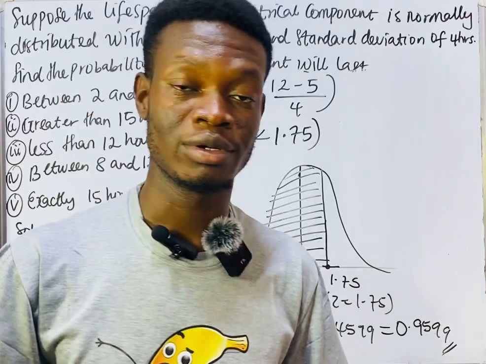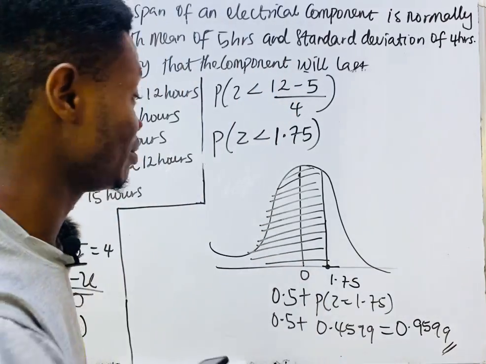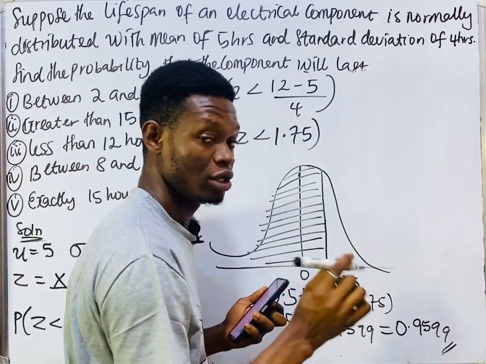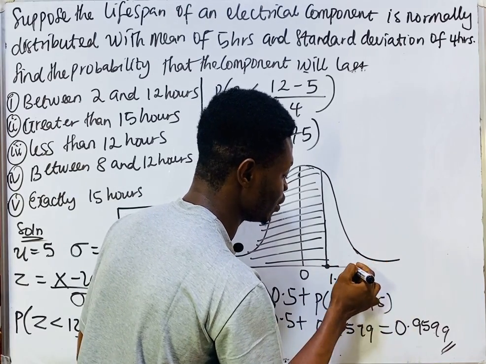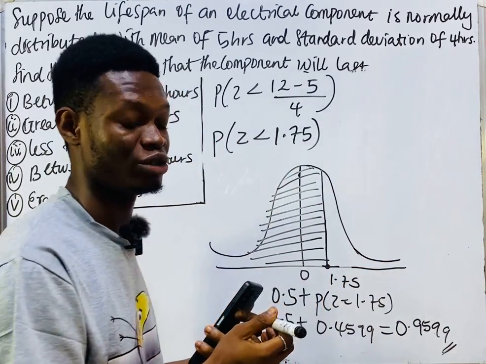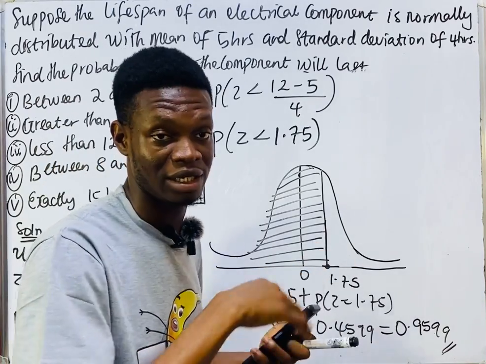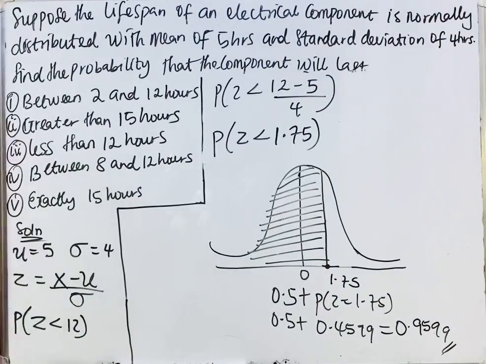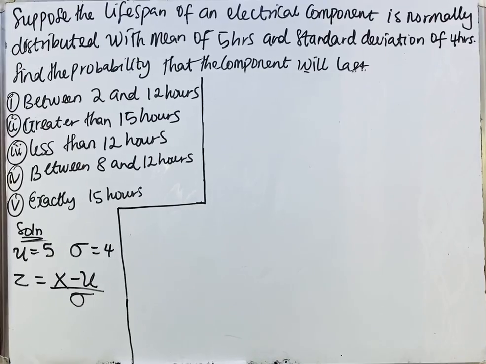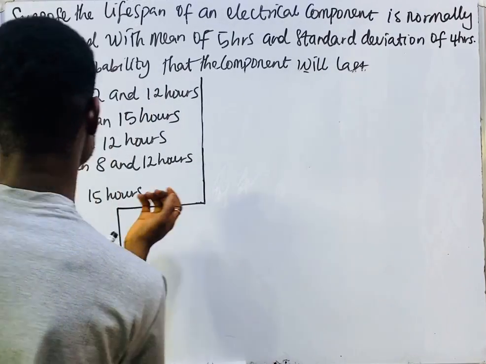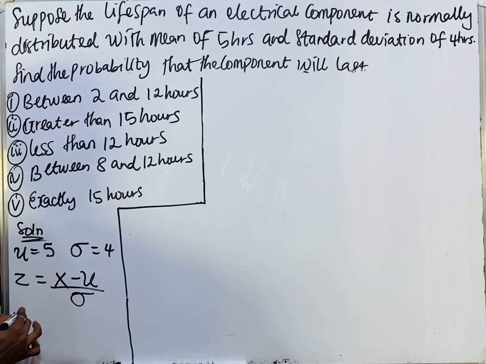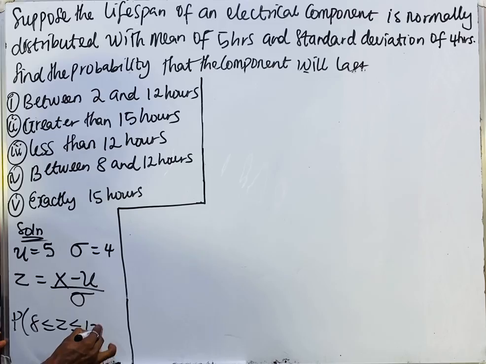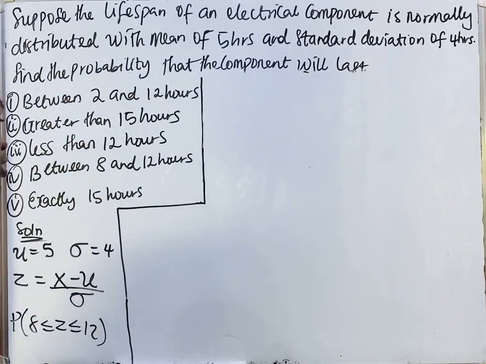Sorry, we have not finished. Let me clean the board. Sorry, I made a mistake. So we have between 8 and 12. That's part IV. So it will be the probability between 8 and 12. This is how you are going to represent it.